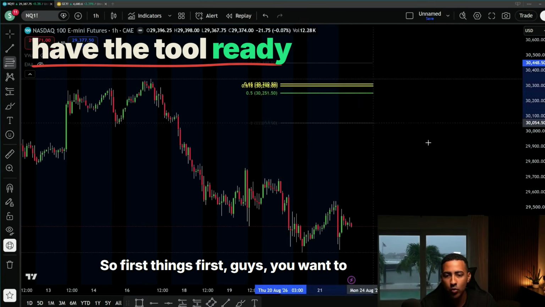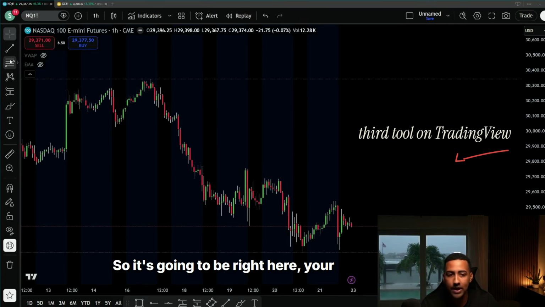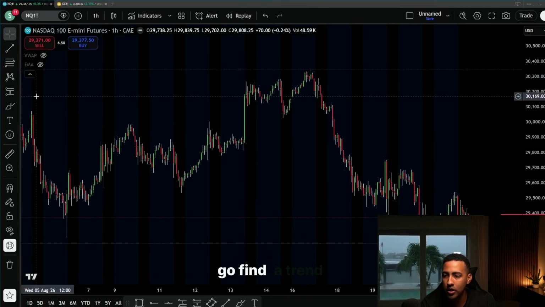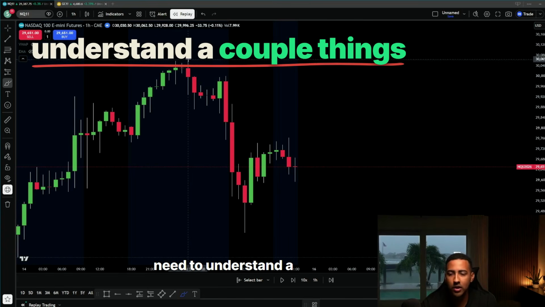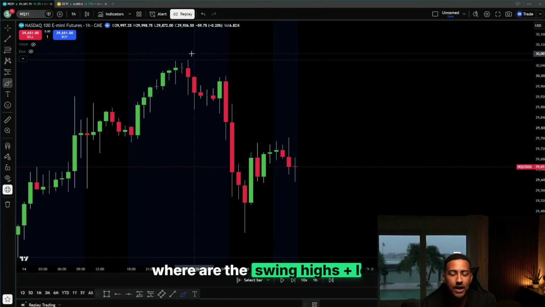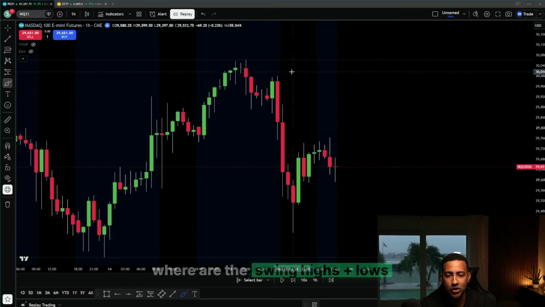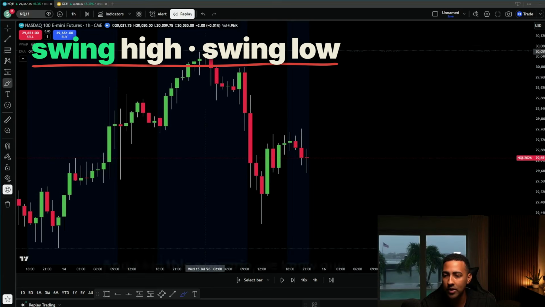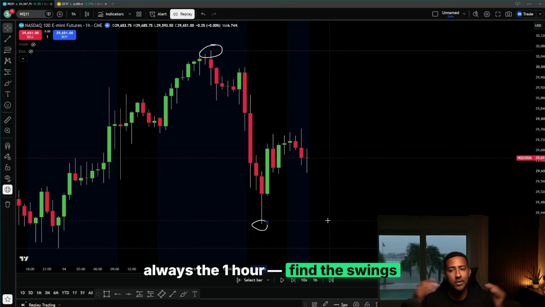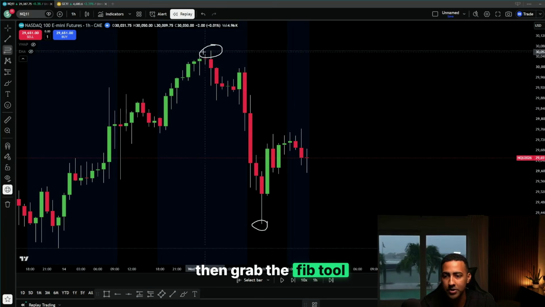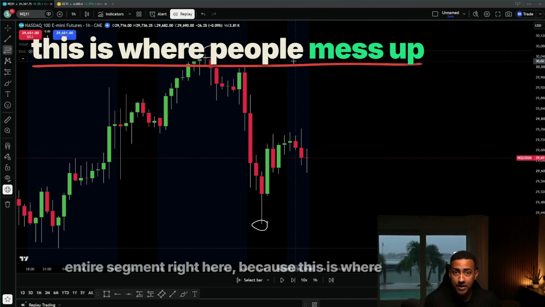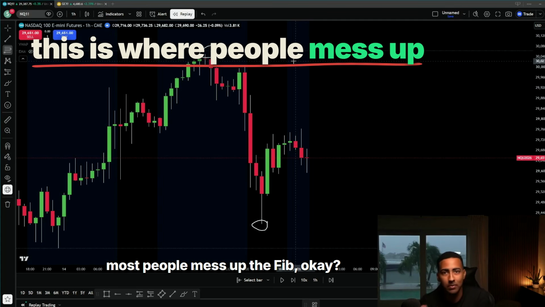So first things first, guys, you want to make sure that you have this tool ready. It's going to be right here, your 3rd tool on TradingView. So you're going to go over to a trend, right? We're going to find a trend. Like I told you guys before, we need to understand a couple things. We need to know where our swing highs are and where our swing lows are in a trend. And in this scenario, we know one thing. We have our swing high and we have our swing low, right? You always want to go to the 1 hour time frame and find your swing high and your swing low. Very, very important. So once you have that, you want to grab your Fibonacci retracement tool. Now pay a lot of attention to this entire segment right here, because this is where most people mess up the fib, okay?